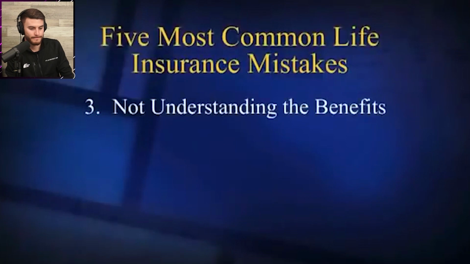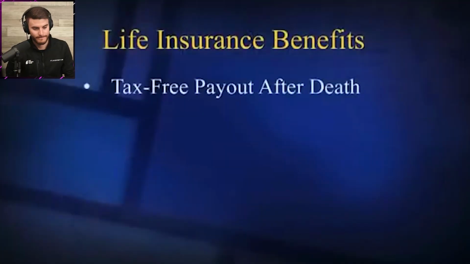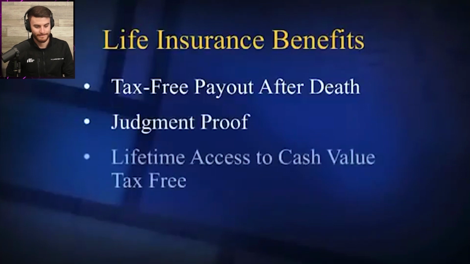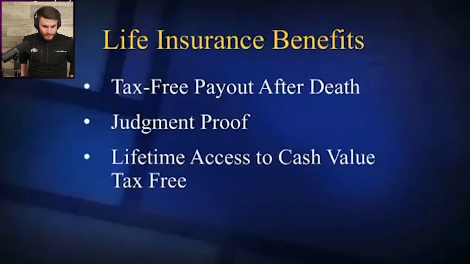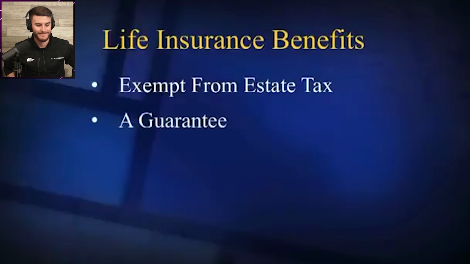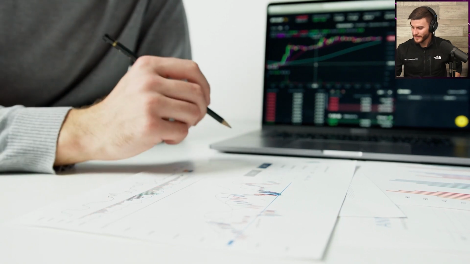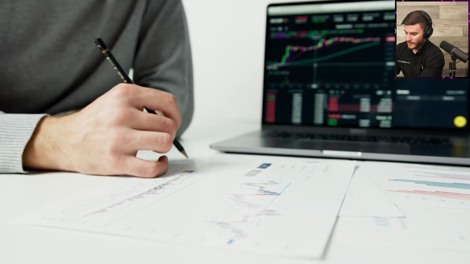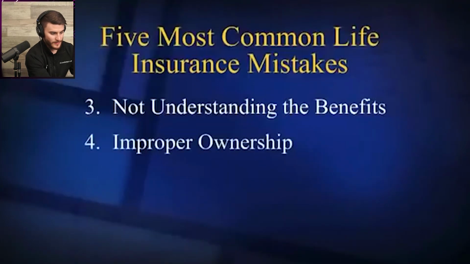Mistake number 3, not understanding the benefits. Now, I went through some of the benefits before, but let's review them. For example, with life insurance, you have a tax-free payout after death. And generally, it's judgment proof. Also with life insurance, you have lifetime access to cash value, tax-free, so it won't increase your income. It won't cause Social Security to be taxed, and you won't lose tax benefits because your income increased, like losing exemptions, deductions, and credits. Life insurance is exempt from estate tax if it's set up right. And with life insurance, you get a guarantee, removing stock market risk. The government has restrictions on how much you can invest, but you generally want to put in the maximum you can.